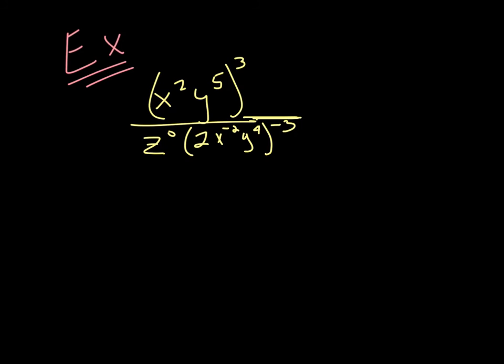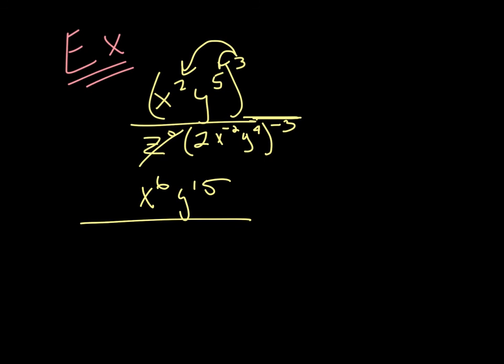So ultimately you'll be asked to apply multiple of these properties together to simplify one specific example. If we look at the following problem, we've got a lot going on, so we can work in a number of different places. I'm going to start by distributing this 3 to the 2 and to the 5 in the numerator. So the numerator is going to become x to the 6th, y to the 15th. In the denominator, I see z to the 0, that's going to be 1. If it's 1 times something else, I'm not going to need to write that because it's just going to be that thing.